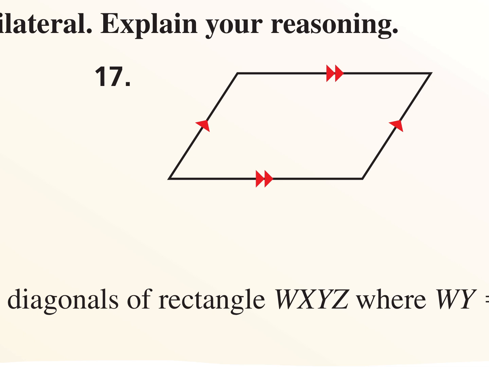All right, looking at 17. This one has parallel sides, okay? 2 pairs of parallel sides. And they're opposite sides. So this is going to be a parallelogram. Okay, that's the definition of a parallelogram. You have 2 pairs of opposite sides. So, opposite sides are parallel. Okay, that's my reasoning.